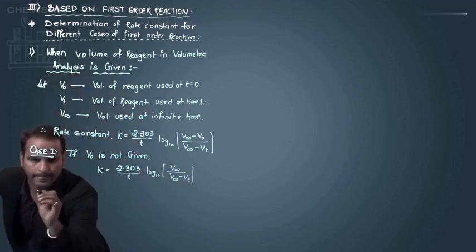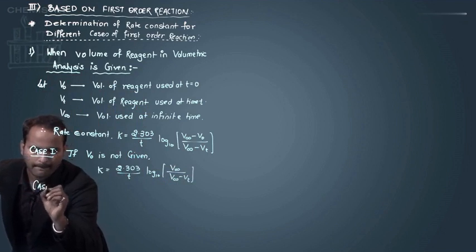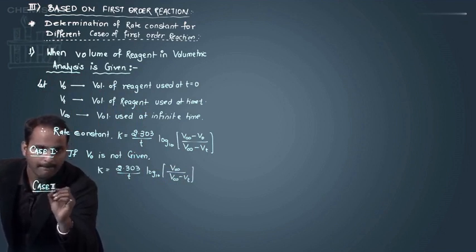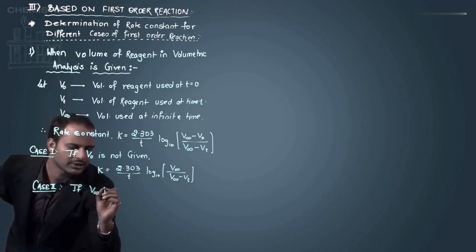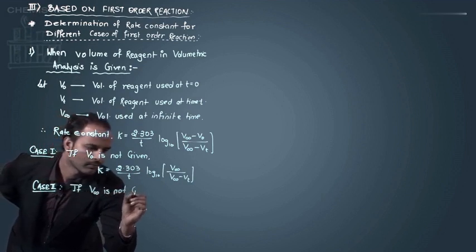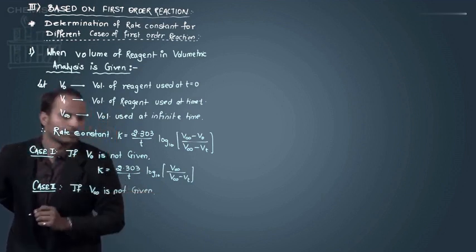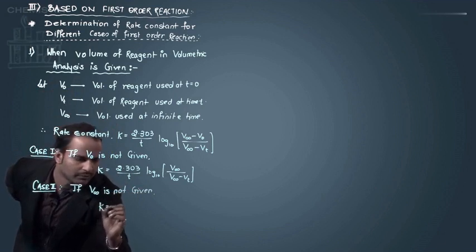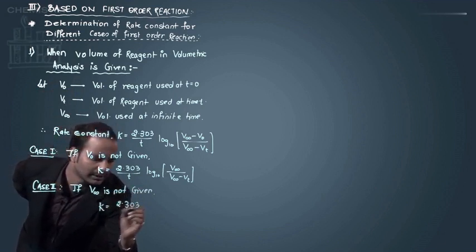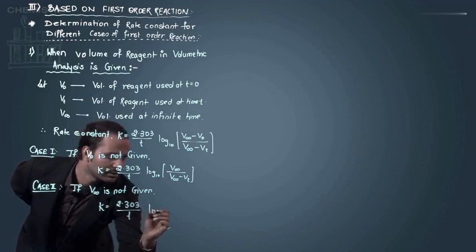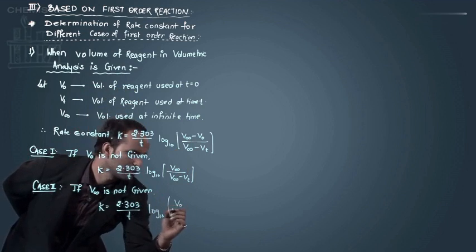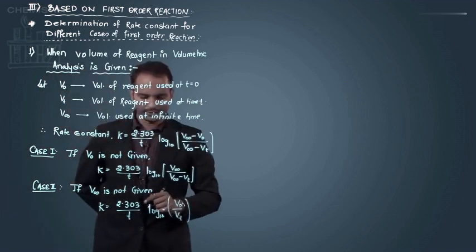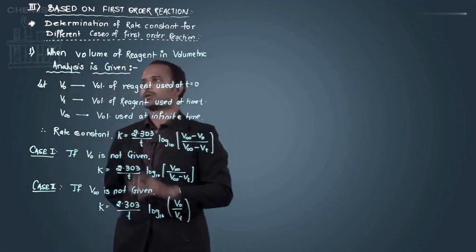Case 2: if V infinity is not given, then simply remove V infinity from the formula. So you will get a new formula, that is log to the base 10, from here V infinity is removed, so we will get V0 upon Vt. So we will use this formula, that is V0 upon Vt.